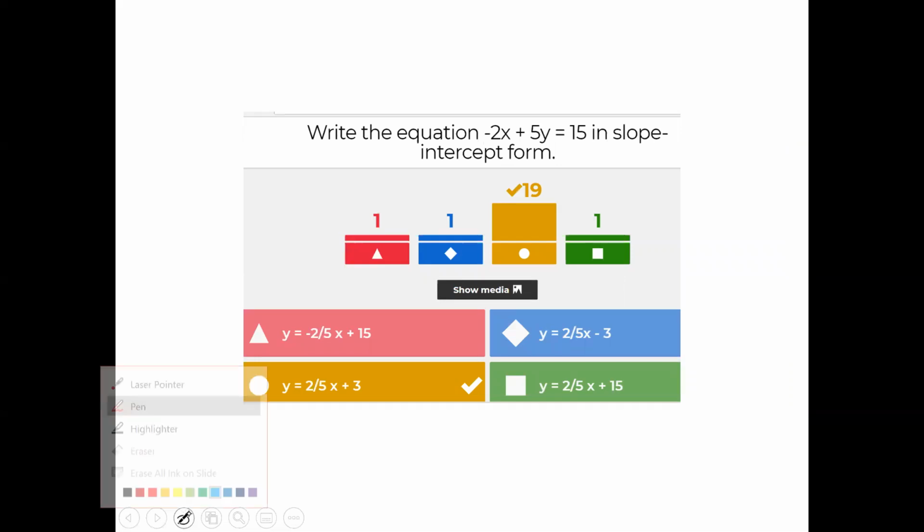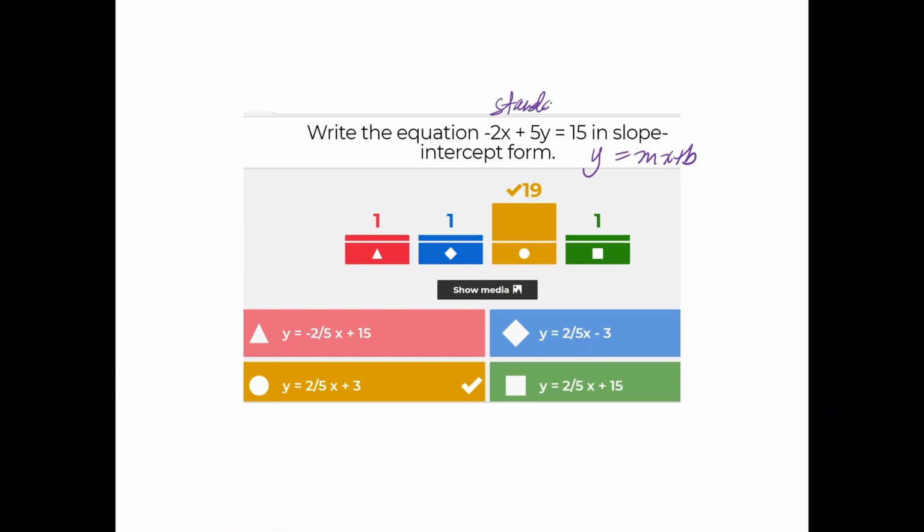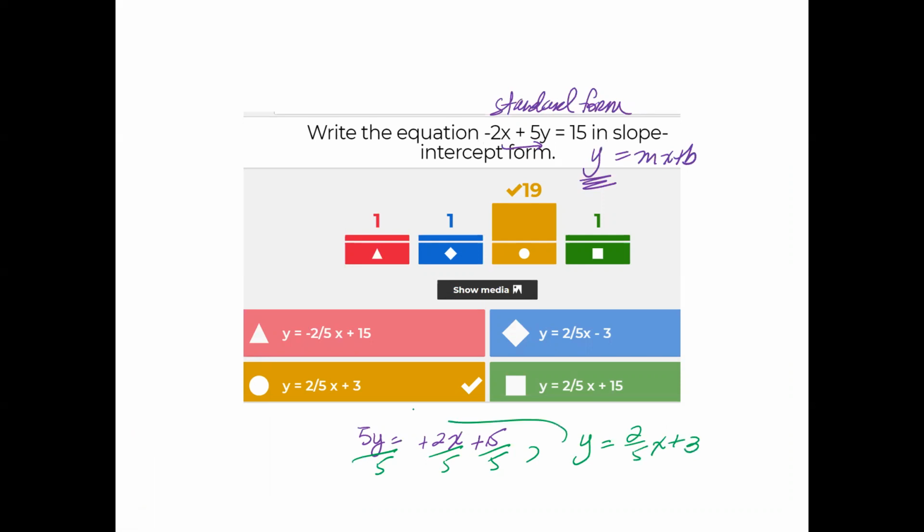Okay, so let's take a look at this example right here. It says write the equation negative 2x plus 5y equals 15 in slope-intercept form. Slope-intercept form is y equals mx plus b. You should realize that this right here is in standard form, which I don't want, okay? So I want to make sure I solve for y, which means I want to move my x over, so I have 5y is equal to a positive 2x plus 15. To get rid of my 5, I'm going to divide 5 on everything. So my y is equal to 2/5 x plus 3, which will give you this answer right there. If you're playing the game, you will get it right.